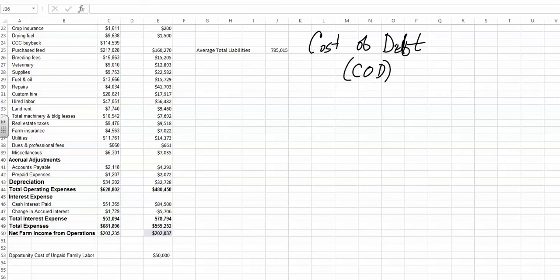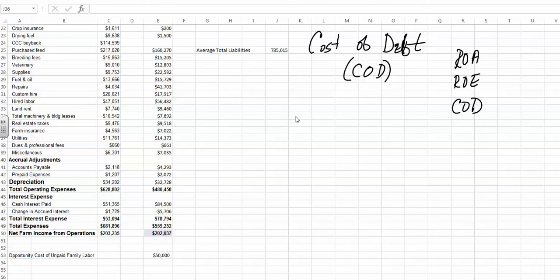Not a lot of farm business records courses teach this particular one. I've used it over the years. I actually learned it from a very good friend of mine many years ago, and it really helps to understand the relationship between return on assets and return on equity. So this cost of debt is very related to return on assets, return on equity, and cost of debt.